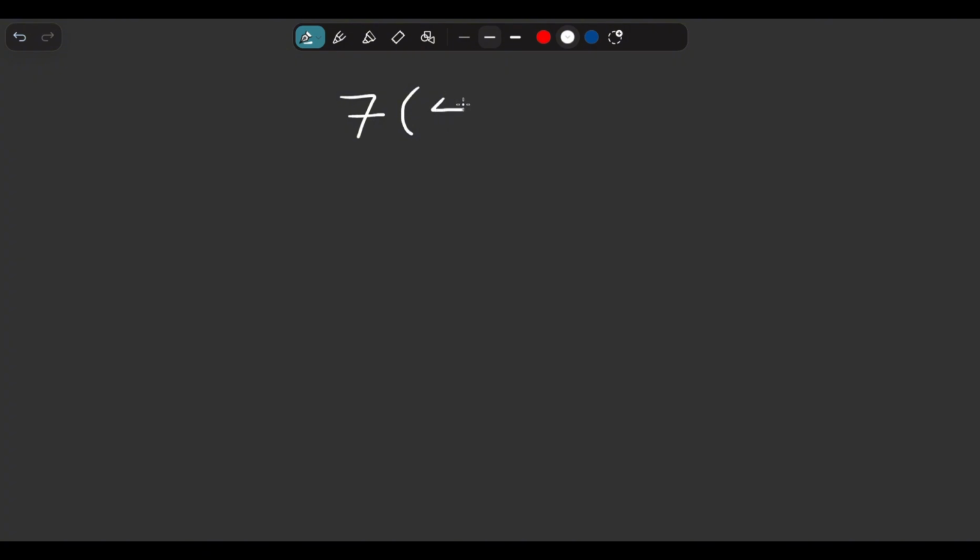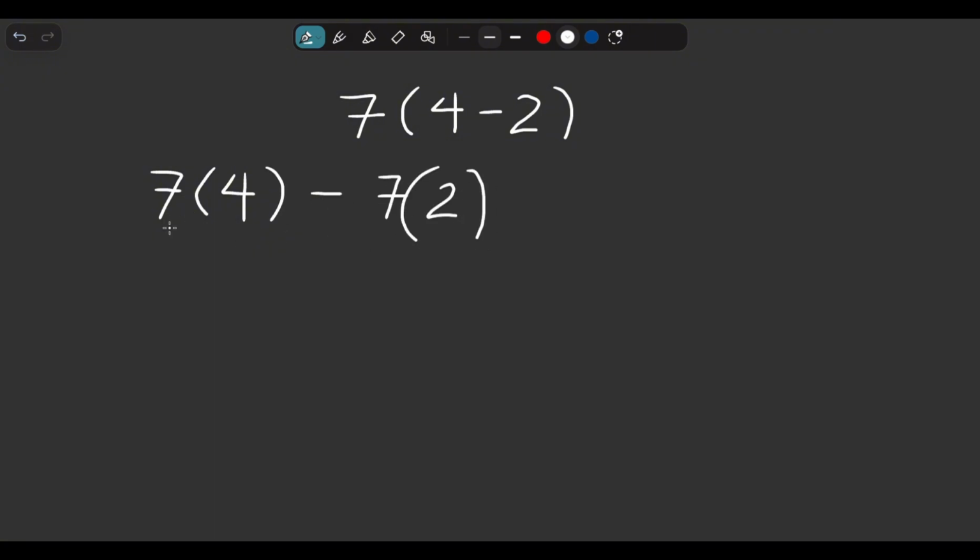Seven times the quantity of 4 minus 2. Using the distributive property, 7 times 4 minus 7 times 2. Notice that this is the same as 7 times 2, because 4 minus 2 is equal to 2.